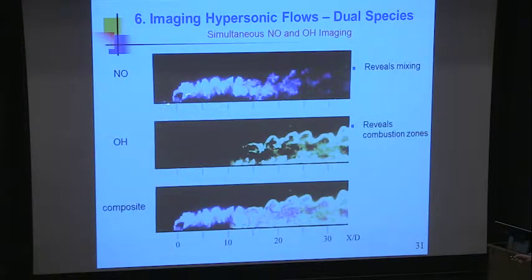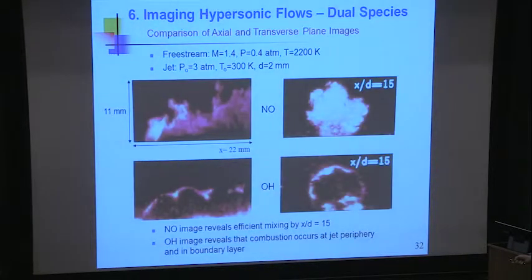Now this is a case where we looked at NO, and he used his second laser to measure OH. So you can see that downstream about 10 diameters, it starts burning in the boundary layer. And he has some images cross-stream, now cross-stream, downstream, and you can see the NO is mixed everywhere, but the OH is burning in like a ring.